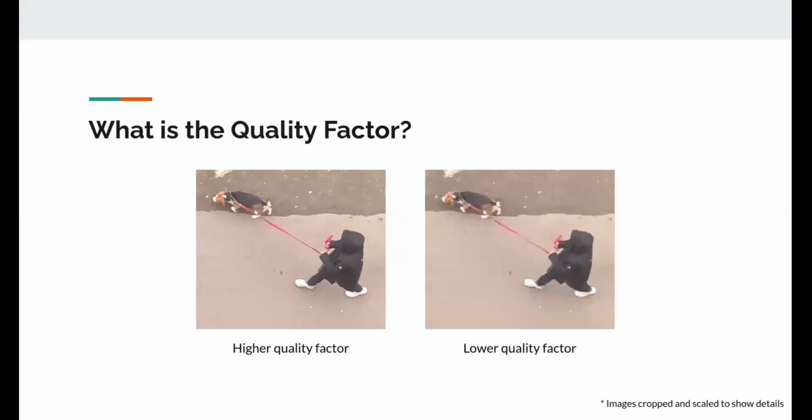The quality factor is a real number of at most 100 that controls the visual fidelity of the image. A quality factor of 100 produces a mathematically lossless image, while a quality factor of 90 produces a visually lossless image. A lower quality factor reduces the bitrate of the encoded image at the cost of a lower visual fidelity.